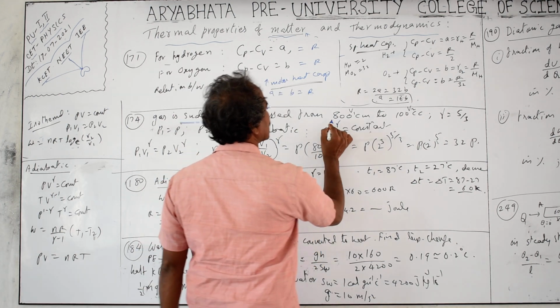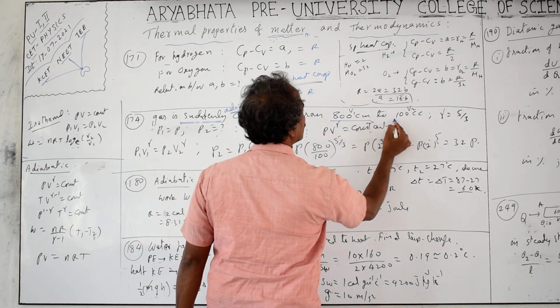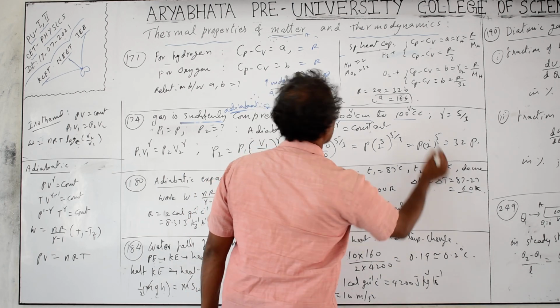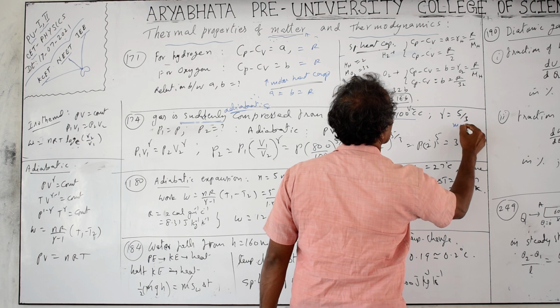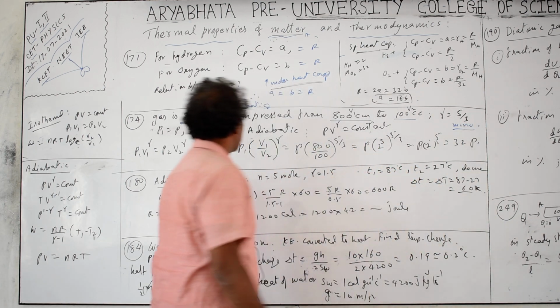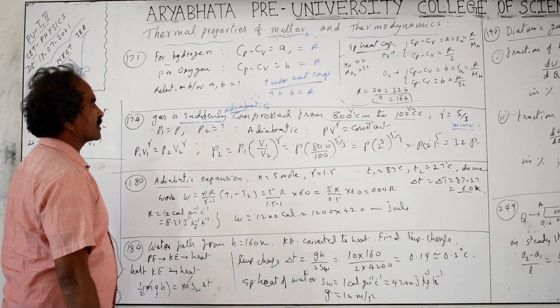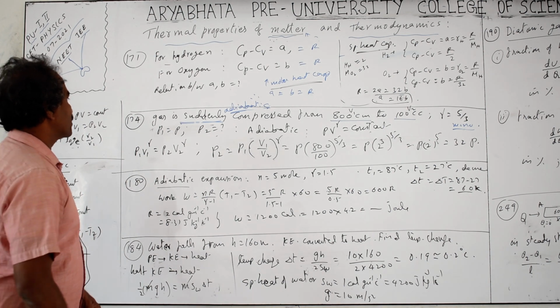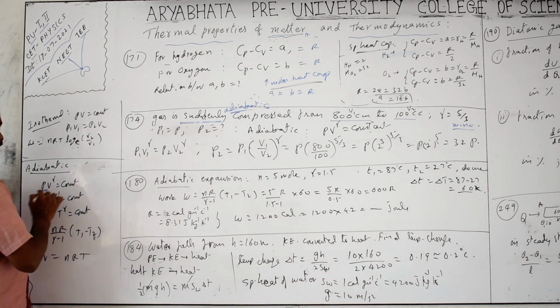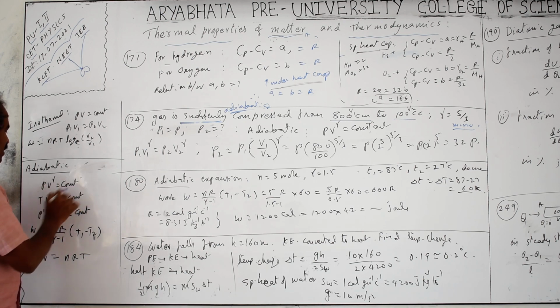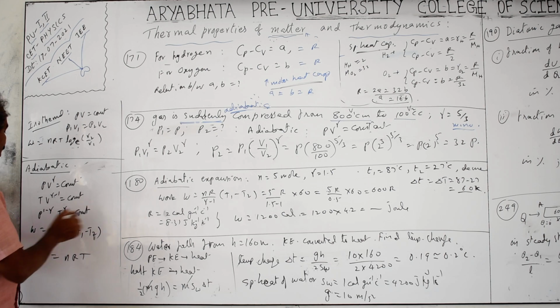The volume is compressed from 800 to 100 cc, and gamma is given as 5 by 3, which means it is a monoatomic gas. What is the final pressure, if the initial pressure is P? In the adiabatic process, the relation between P and V is PV to the power of gamma equal to constant: P1 V1 to the power of gamma equal to P2 V2 to the power of gamma. In terms of temperature, TV to the power of gamma minus 1 equal to constant, meaning T1 V1 to the power of gamma minus 1 equal to T2 V2 to the power of gamma minus 1.